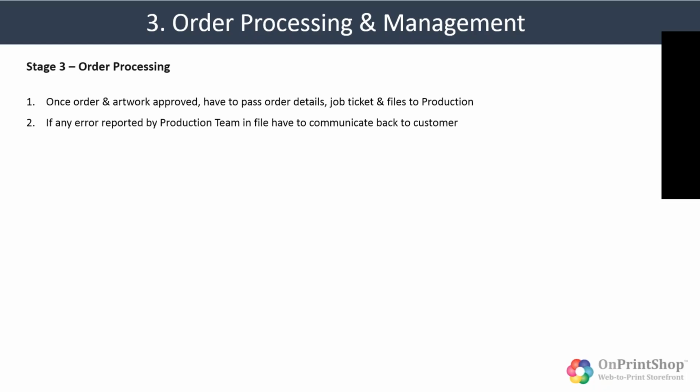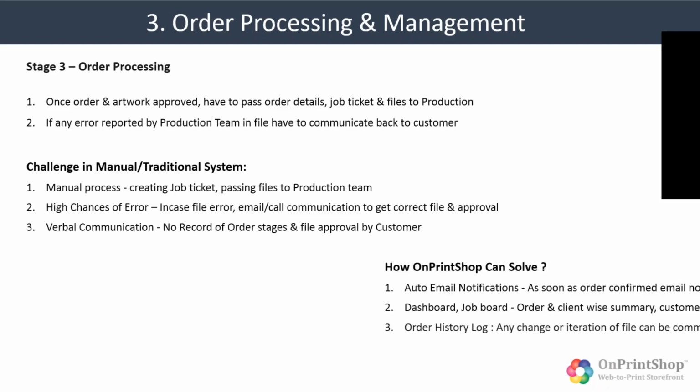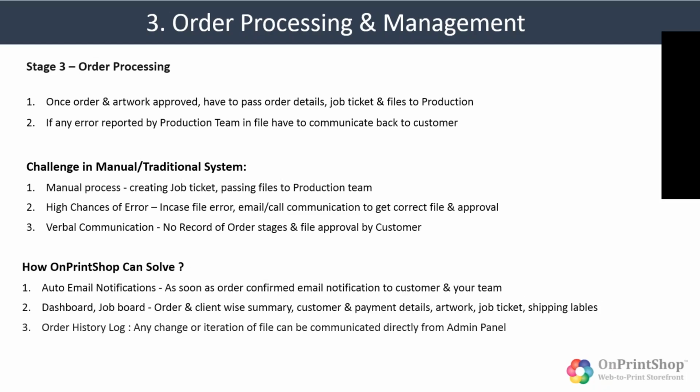Now the production team checks everything, and if they find there are some errors in a file, then the manual communication starts, where you have to call or email customers that our production team has checked the file and there are some errors, and you have to keep following up to get the file. So again, a manual process starts. So these are the challenges, with high chances of error. Everything is verbal. There is no recording in traditional or manual print order management processes. So how can OnPrintShop solve this?